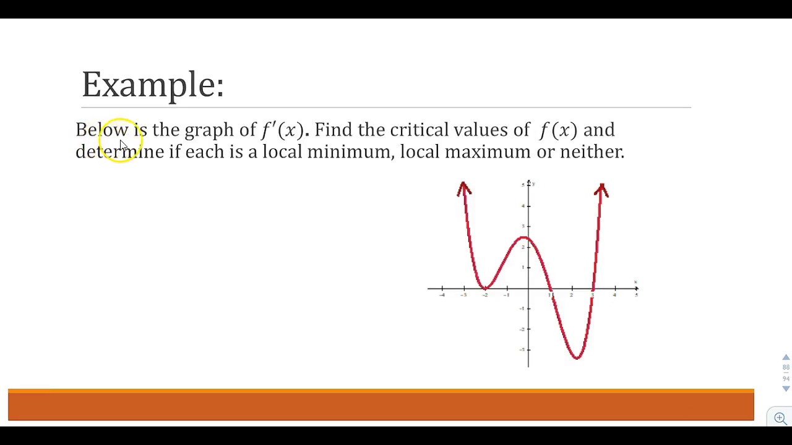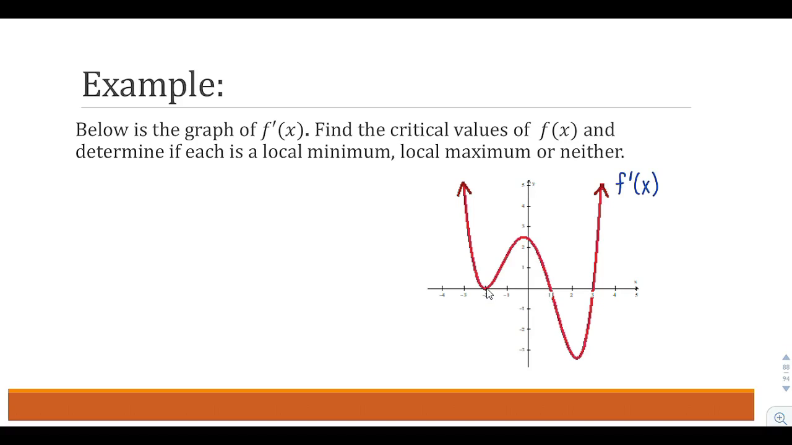All right, in this example, we're given the graph of f prime of x. Find the critical values of f and determine if each is a local min, local maximum, or neither. We'll start by labeling this graph. So this is the graph of f prime of x. This is a derivative graph. So the critical values occur where the derivative is equal to 0 or undefined. So for this graph that I'm looking at, the derivative graph, I want to know where does this equal 0.